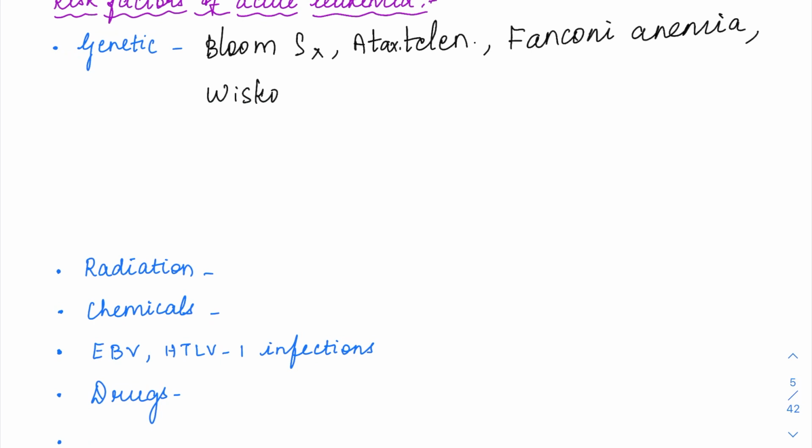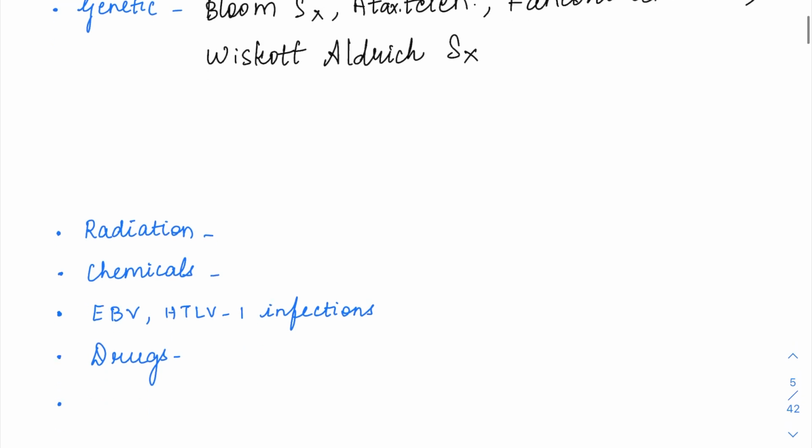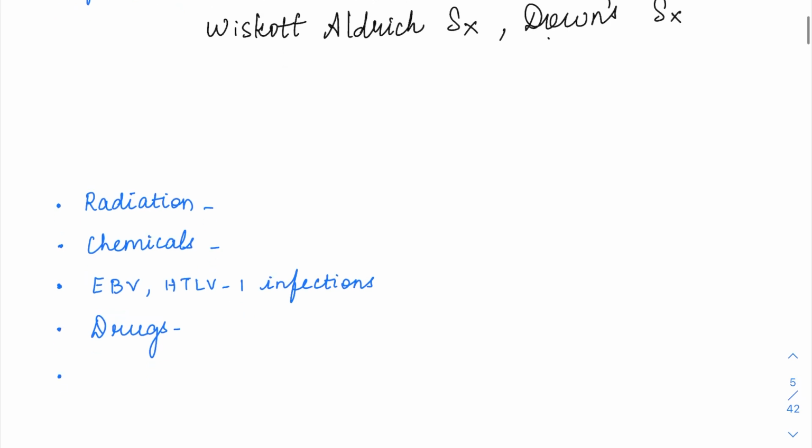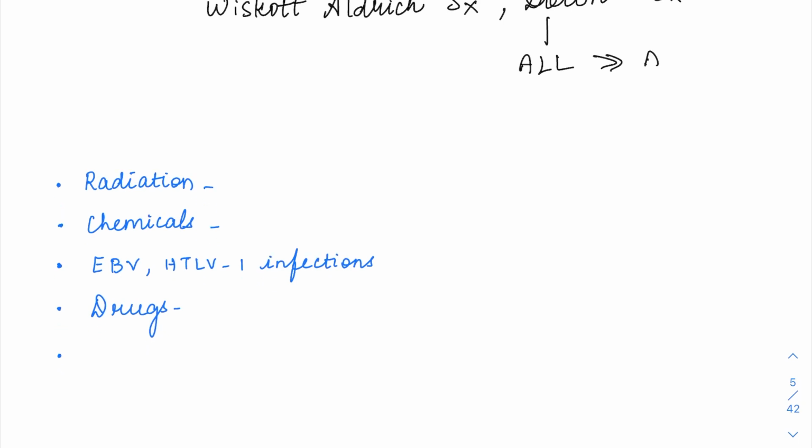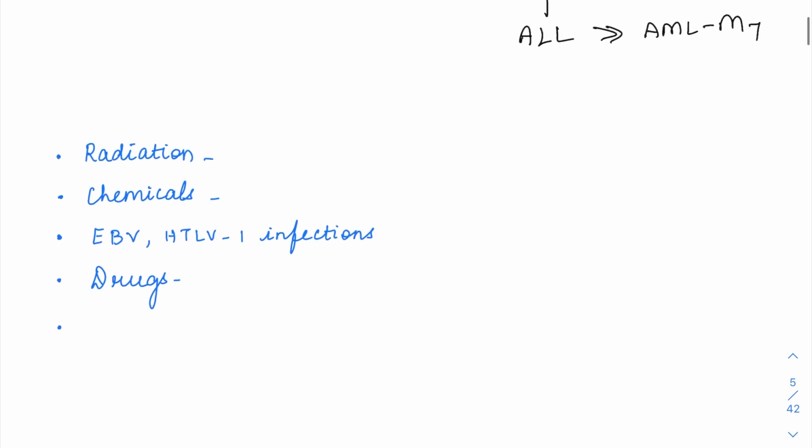Apart from that, Wiskott-Aldrich syndrome. It was an immunodeficiency syndrome, right? Associated with eczema and thrombocytopenia. Then Down syndrome. All of these are going to be associated with acute leukemia. Especially in Down syndrome, if they ask, it is ALL, acute lymphoblastic leukemia, which is more common than AML M7. In acute myeloid leukemia, it is the megakaryocytic type, that is AML M7, which is common in less than 2 years of age, while ALL is overall the most common leukemia in Down syndrome.